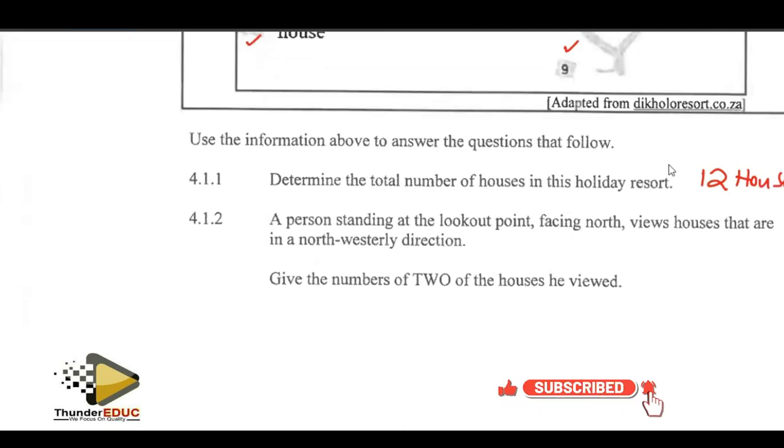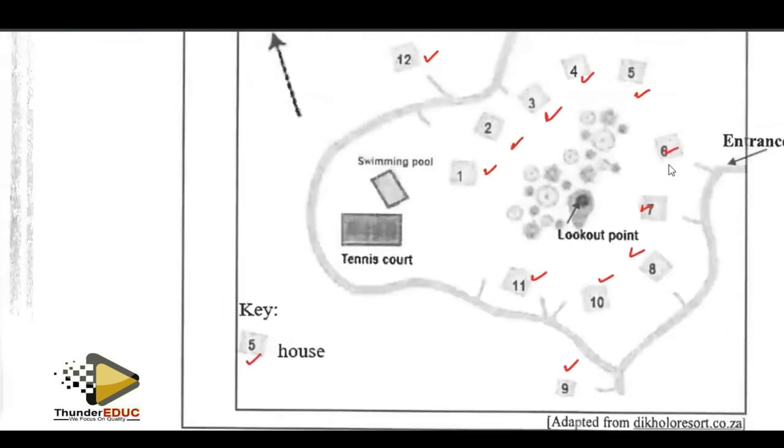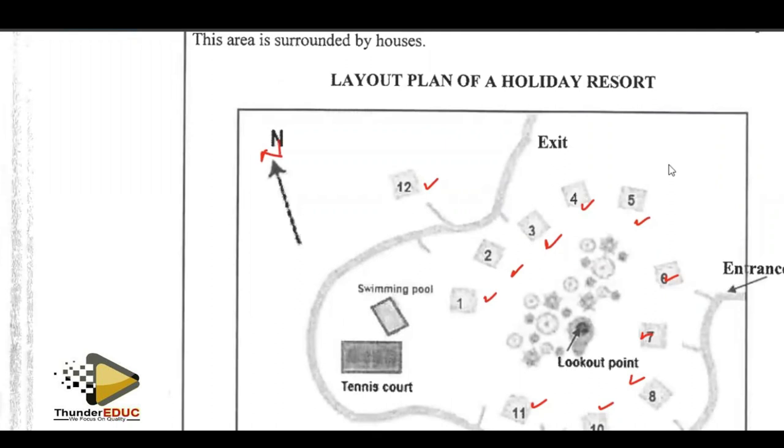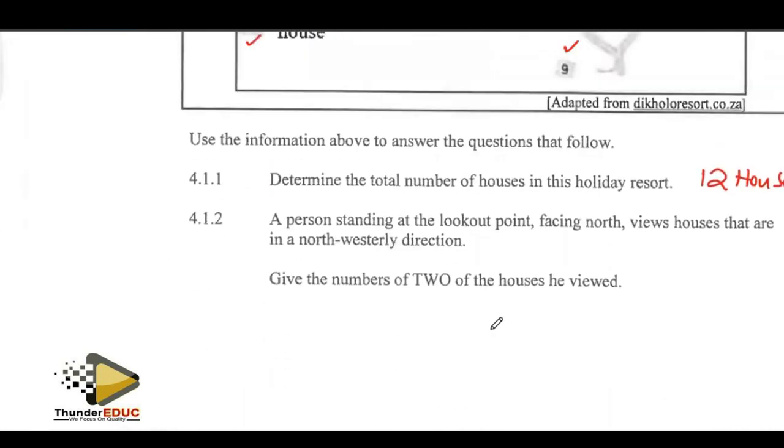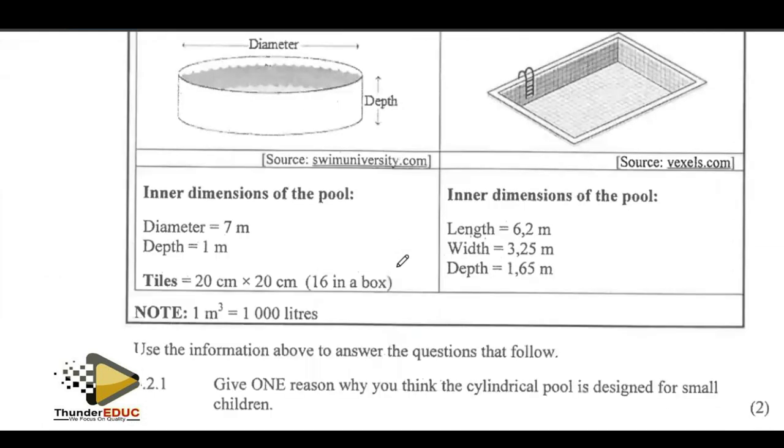A person standing at the lookout point facing north views houses that are in the northwesterly direction. Give the numbers of the 2 houses viewed. All right, let's look at the compass, how it's facing. If it's like that, and this is east, this is west, so someone is seeing, so the person is here. So it's supposed to be house 2 and 3. House 1 and 2, sorry. House 1 and 2.